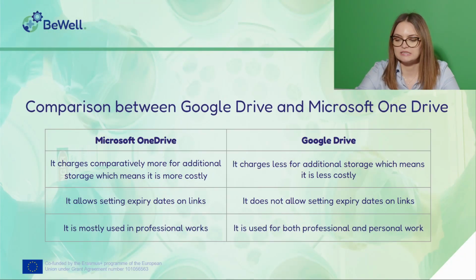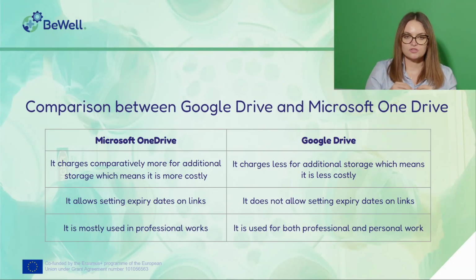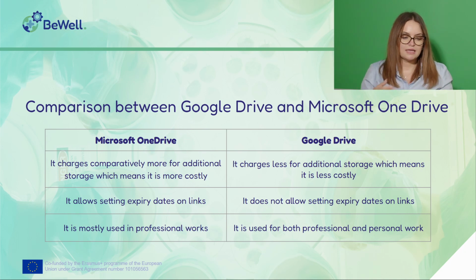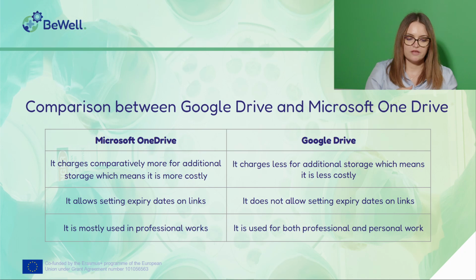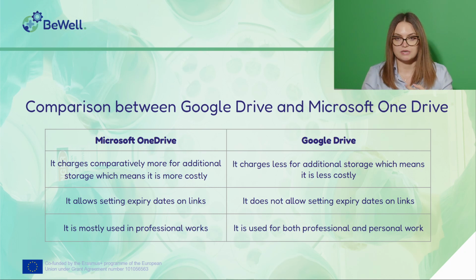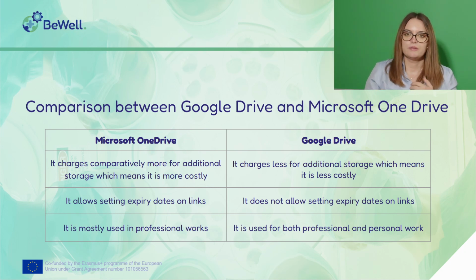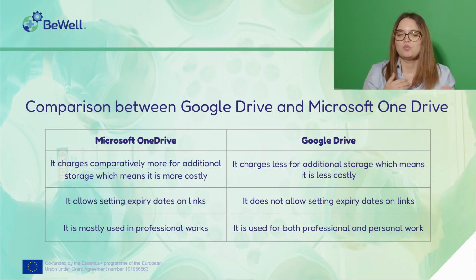Now let's do a quick comparison between Google Drive and Microsoft OneDrive. As you can see here, Microsoft OneDrive charges comparatively more for additional storage, which means that in the end it will be more costly, while Google Drive charges less for additional storage, which means that in the end it will be cheaper. OneDrive allows setting expiry dates on links, while Google Drive does not allow that. OneDrive is used mostly in professional work, while Google Drive is used for both professional and personal purposes. Both of them are quite similar, so which one do you prefer?